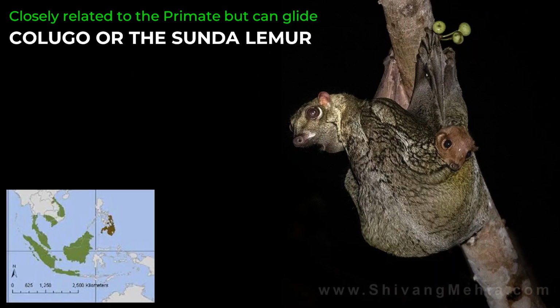So with this, let me get to the first animal, the mammal. It's the colugo, or the Sunda lemur. They are not even closely related to lemurs, but these colugos are mostly spread out in Southeast Asia's rainforest, and they are the only ones closely related to primates which can glide. Look at this beautiful face. Look at this tiny little one which is hanging with its mother.